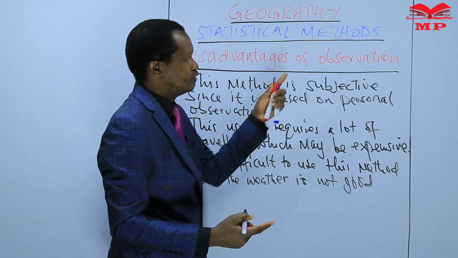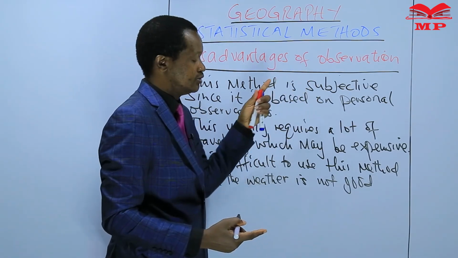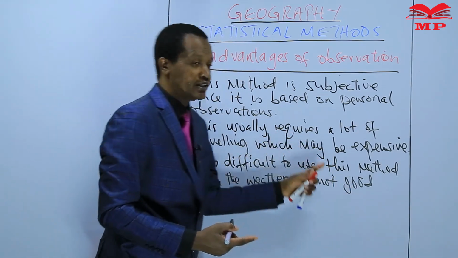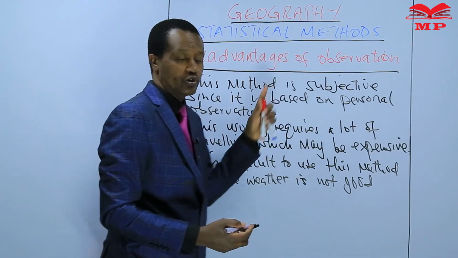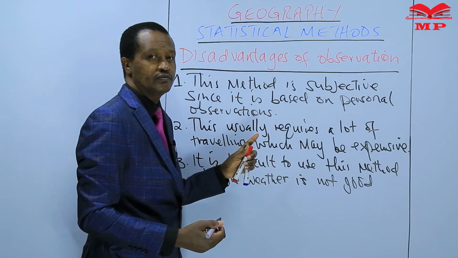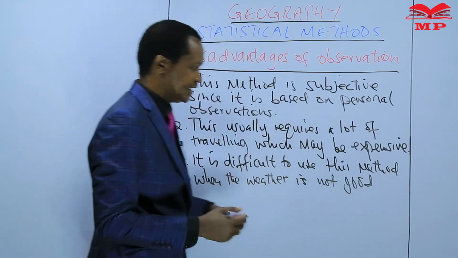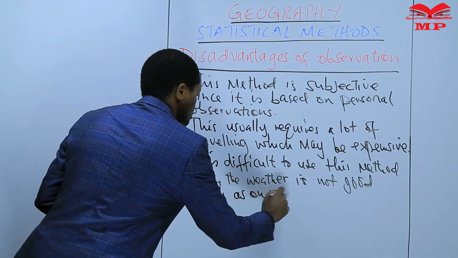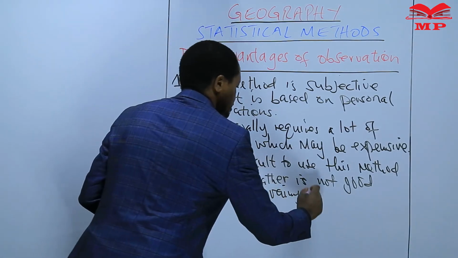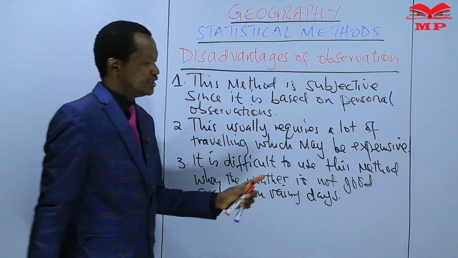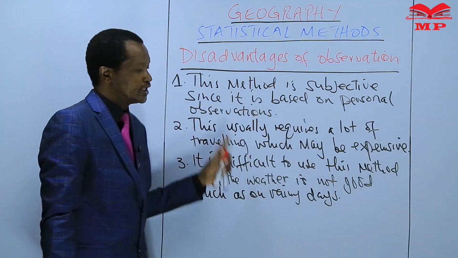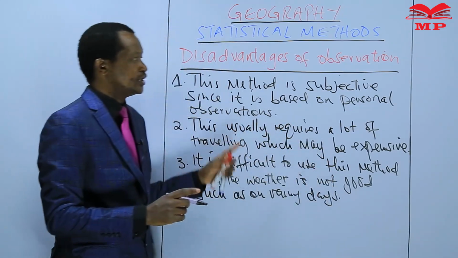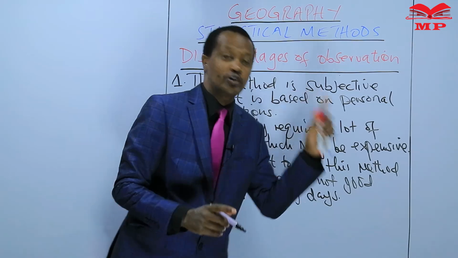Not good for the purposes of observation, learners. We are talking of when the weather is not good or when the weather is bad. We are calling it bad for the purposes of collection of data, such as on rainy days. Rainy days are not good days to collect data for an observer, for a researcher who is using observation as a method of collecting data.